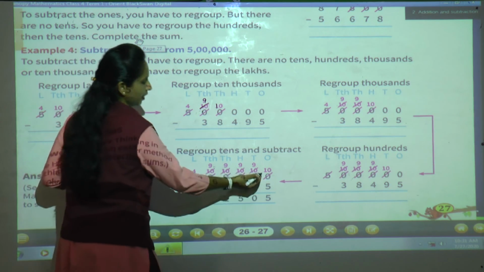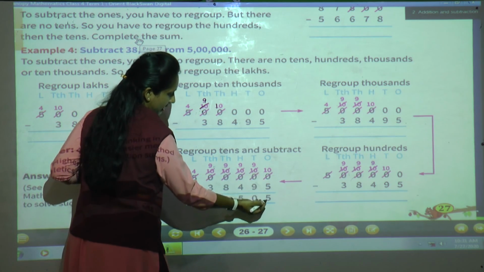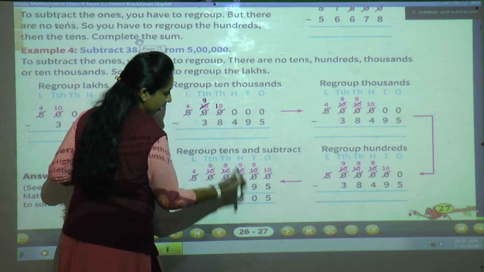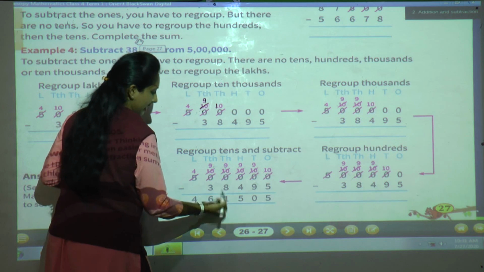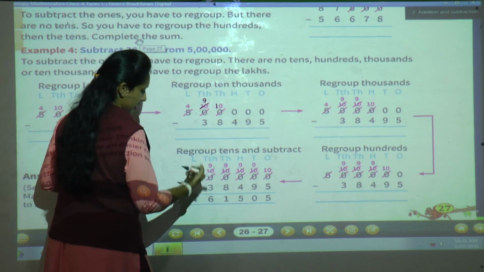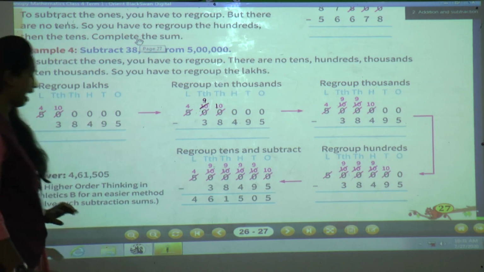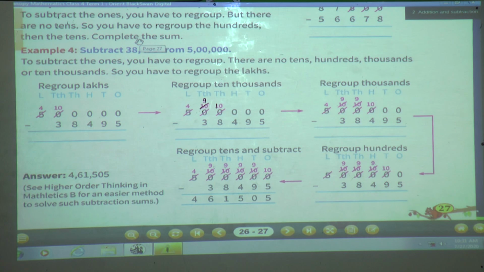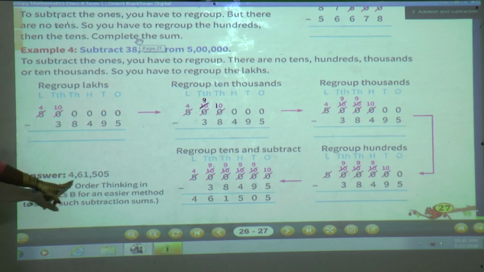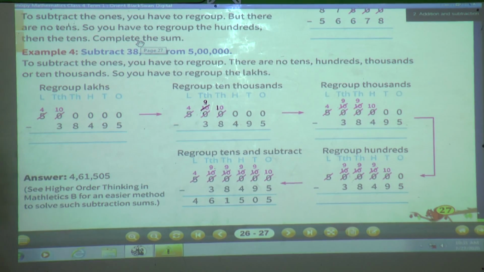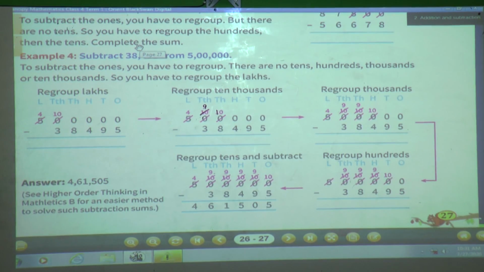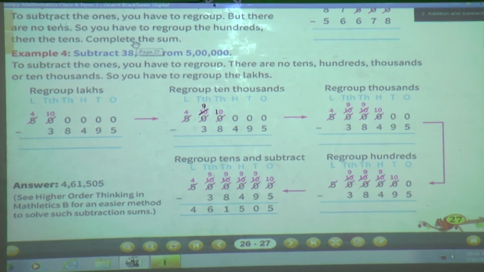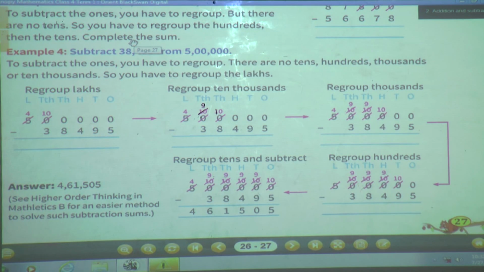So now here we have 10 minus 5 is 5. 9 minus 9 is 0. 9 minus 4 is 5. 9 minus 8 is 1. 9 minus 3 is 6. And 4 as it is. Now what is the answer we got? 4,61,505. See Higher Order Thinking in Mathematics B for an easier method to solve such subtraction sums.